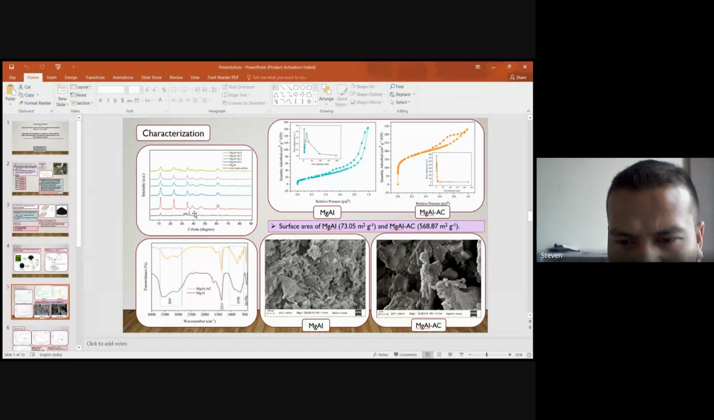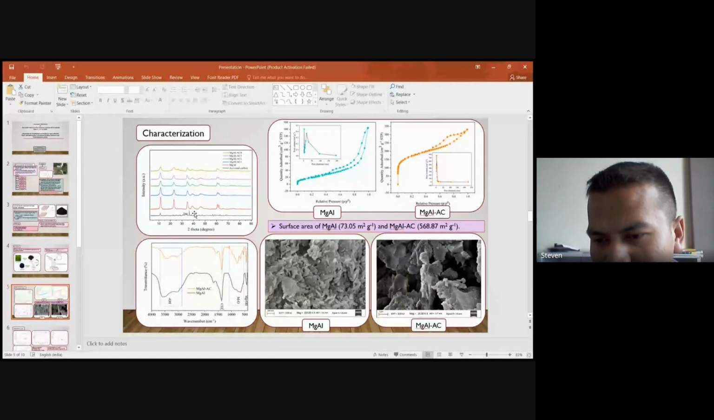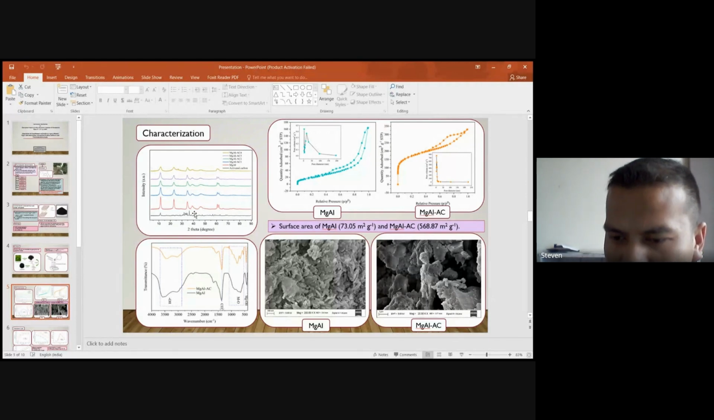Now, if you look at the SEM images, for the pure LDH we see irregular plate-like structures stacked one above the other. But when we look at the magnesium aluminum activated carbon composite, we see that the LDH is dispersed on the surface of the activated carbon, also occupying the pores of the activated carbon.